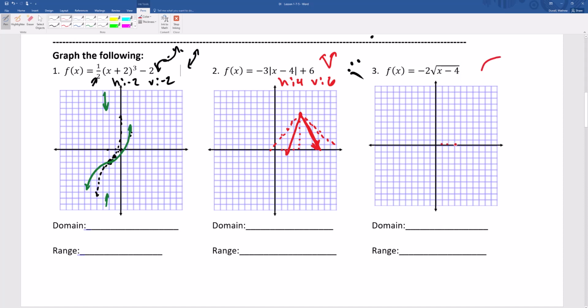Horizontal shift 4. It's reflected. So there's the parent graph. But now it's as if it's being pulled because of the vertical stretch. So the graph looks like that.